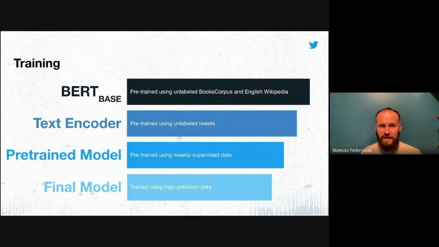Then we can use weakly supervised data, so data based on heuristics, not super precise data, to do another pre-training step that, in a sense, primes the model for the task we will be doing. But it's not the final step yet. In the final step, we use highly precise data that was annotated by humans. And you can see in subsequent steps, we use more and more precise data, more and more similar to the task we will be doing, but also smaller sets because they are more expensive to get. So this way, we make sure we make the most of the data we have.